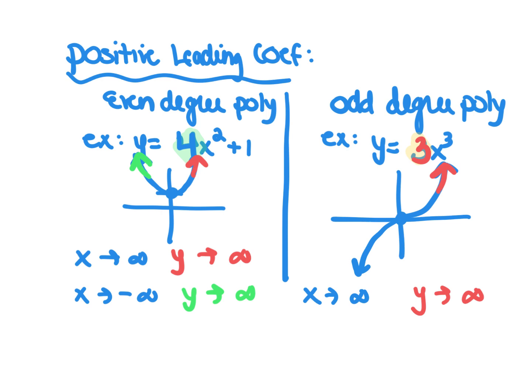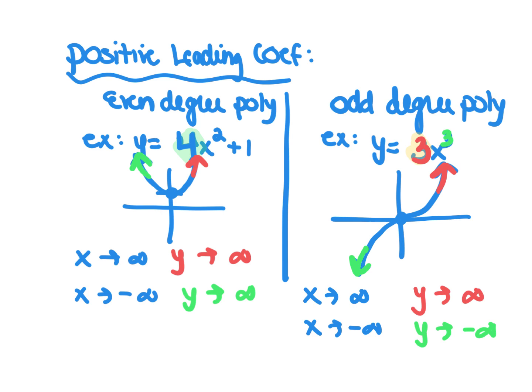Because the function itself is odd, when we go to the left, it's going to go the opposite direction, okay? So an odd degree polynomial, the ends go opposite direction. Even degree polynomials, they go the same.